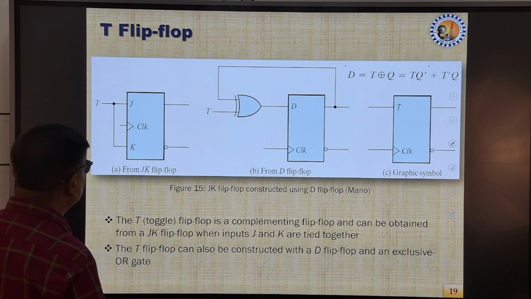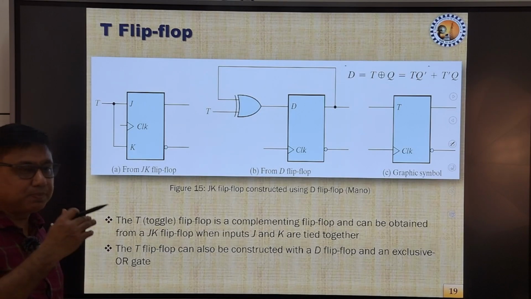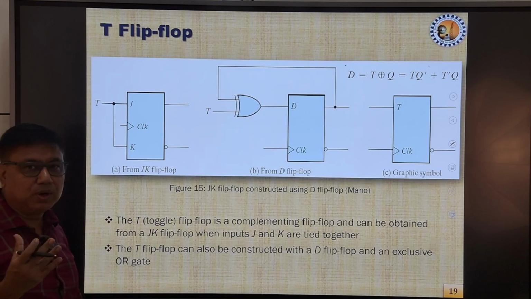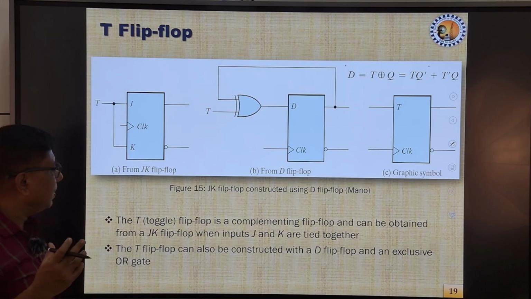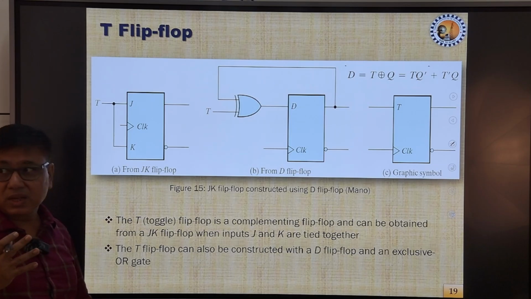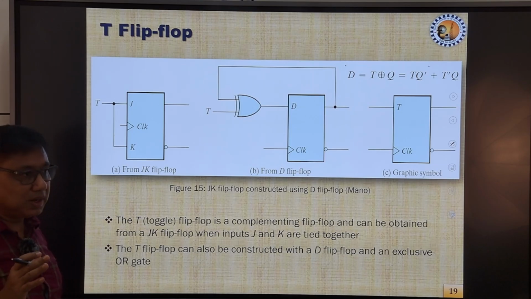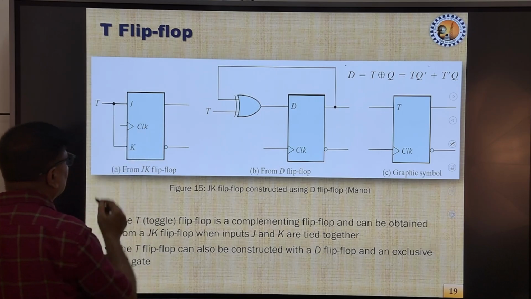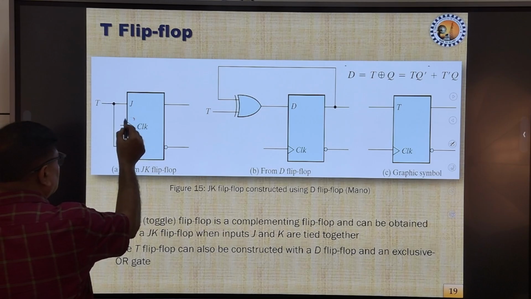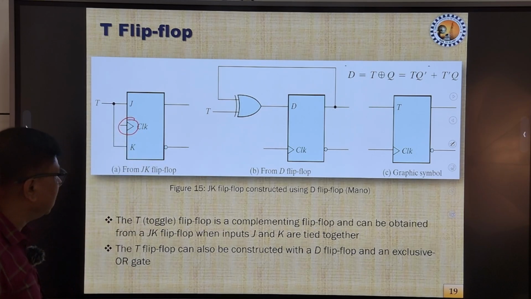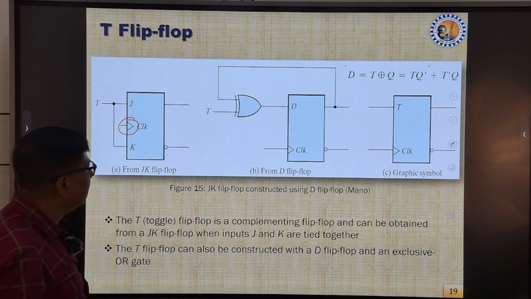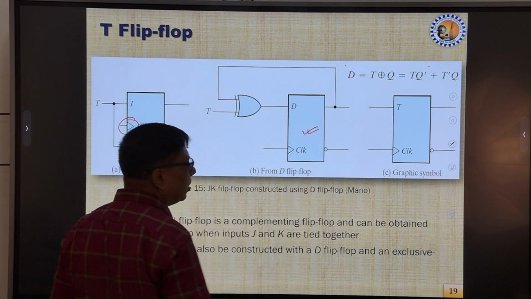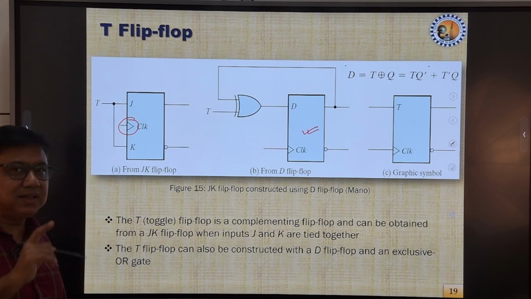So next we have the T flip flop over here. T is another very popular flip flop used for making counters and most of the state machines. This is the symbol of the T flip flop, which is positive edge triggered, as the symbol signifies. Over here the same D flip flop has now been modified to make it a T flip flop.